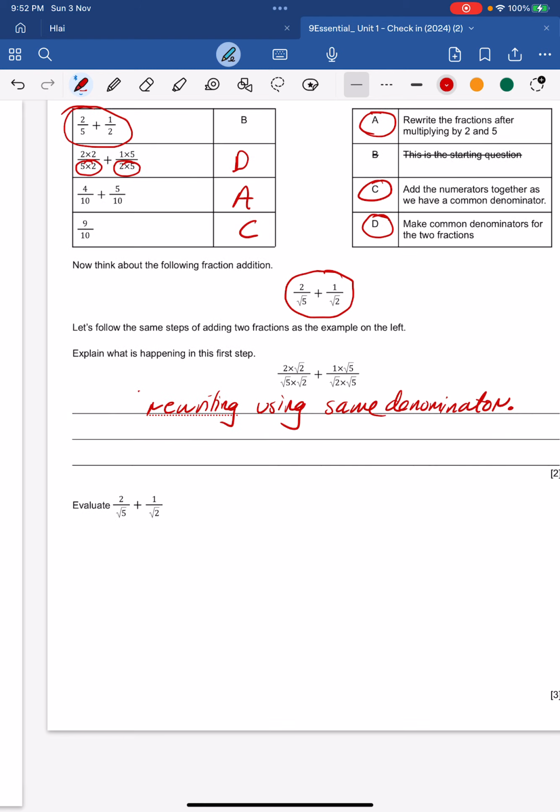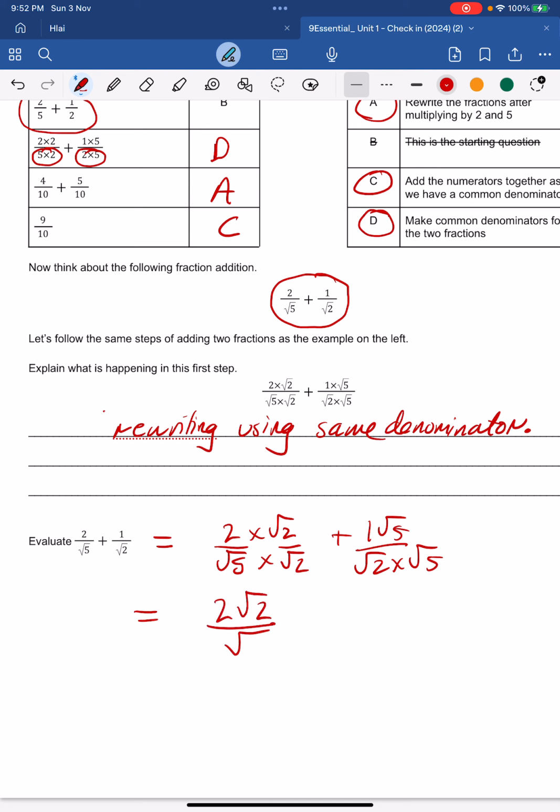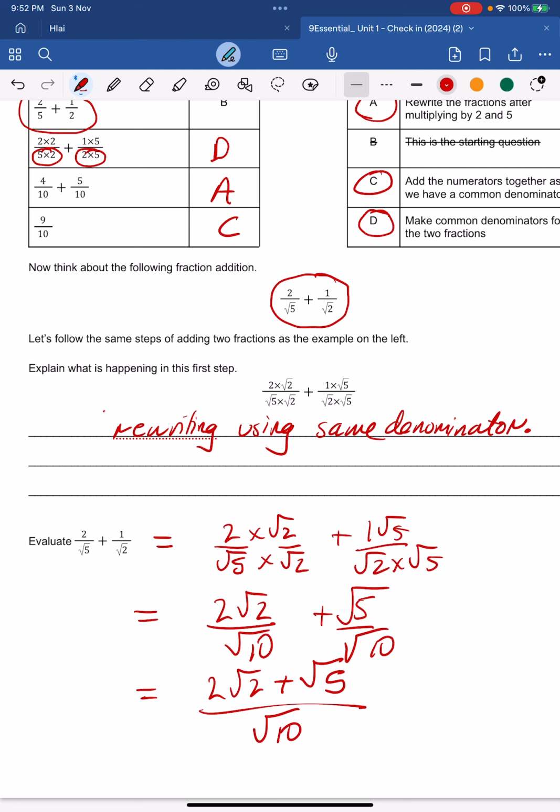Okay. And now what we could do is we could then finish this off by rewriting with the same denominator. So just copying it out. And of course, let's do the numerator. That's 2 root 2. Root 5 times root 2 is root 10, plus root 5 over root 10. And so it is just 2 root 2 plus root 5, and that's over root 10. And that's a fine final answer.